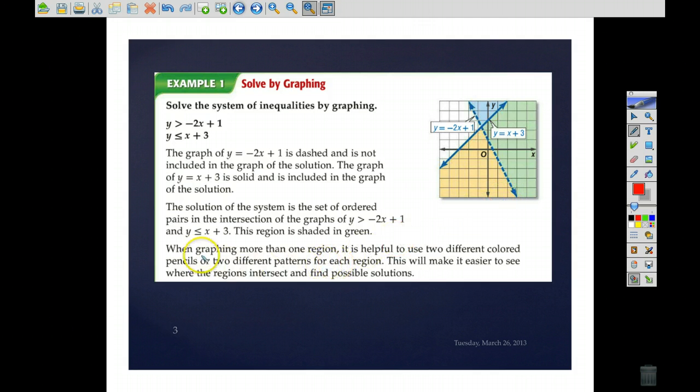When graphing more than one region, it is helpful to use two different color pencils or two different patterns for each region. This will make it easier to see where the regions intersect and find possible solutions. So our solution here is everything in green.